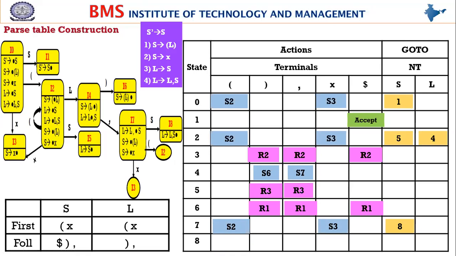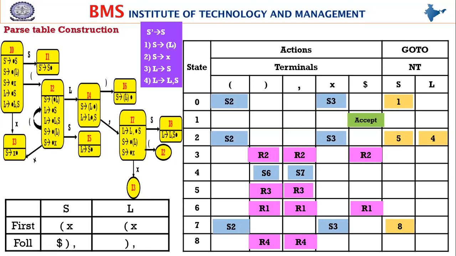And finally, the last state, I8, which is a reduce action because the dot has reached the extreme right. It is reduced based on rule number 4, or production number 4, on the follow of L. So the follow of L is closing parenthesis and comma. So we are reducing it based on rule number 4, that is L produces L comma X. This is your first step.